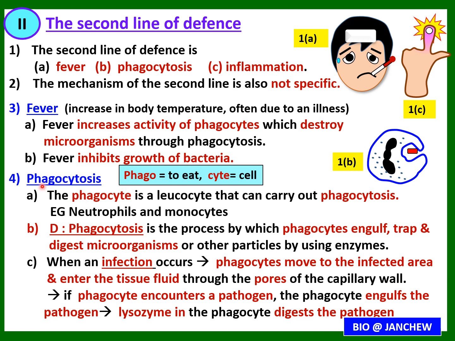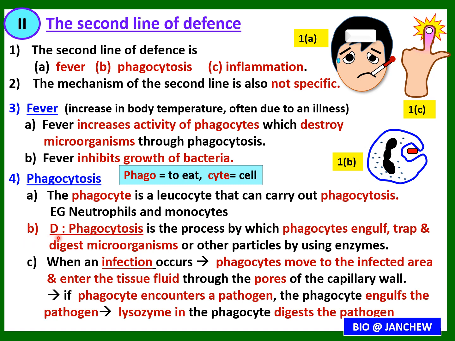Now, phagocytosis is the second component of the second line of defense. So phagocytosis is carried out by phagocytes. So what is a phagocyte? It is actually a white blood cell or leukocyte that can carry out phagocytosis. Examples are white blood cells known as neutrophils and also the monocytes. For example, this is a neutrophil. It has a lobed nucleus, and a monocyte has a bean-shaped nucleus.